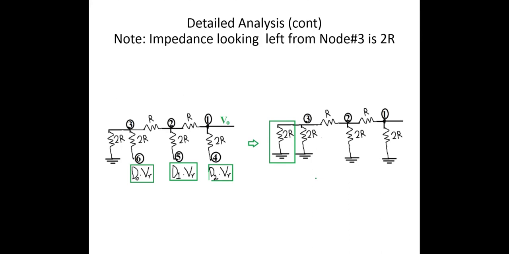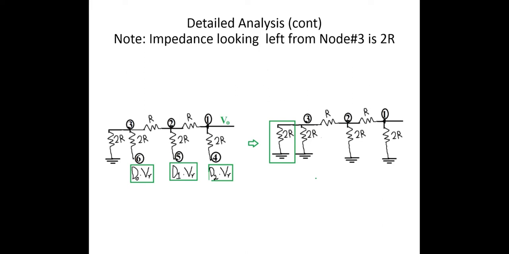So here now we can have a look at node 3. The impedance seen towards left while looking from node 3 is equal to 2R. So here is another point. The resistances are either R or 2R. So R can have any reasonable value from 100 ohms to a few kilo ohms.